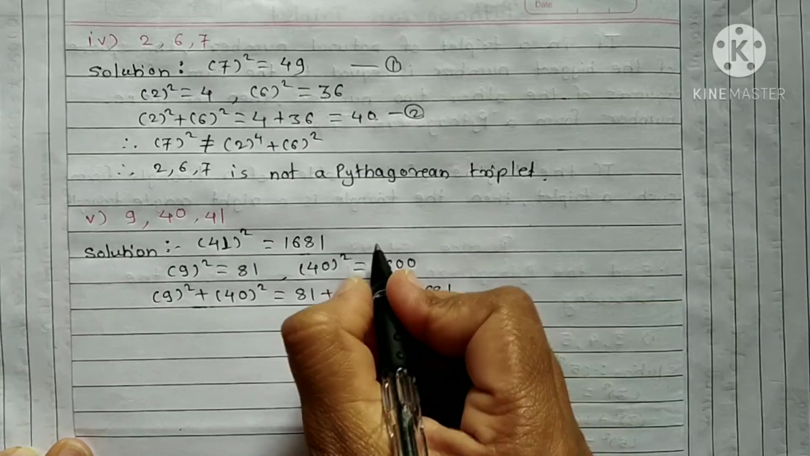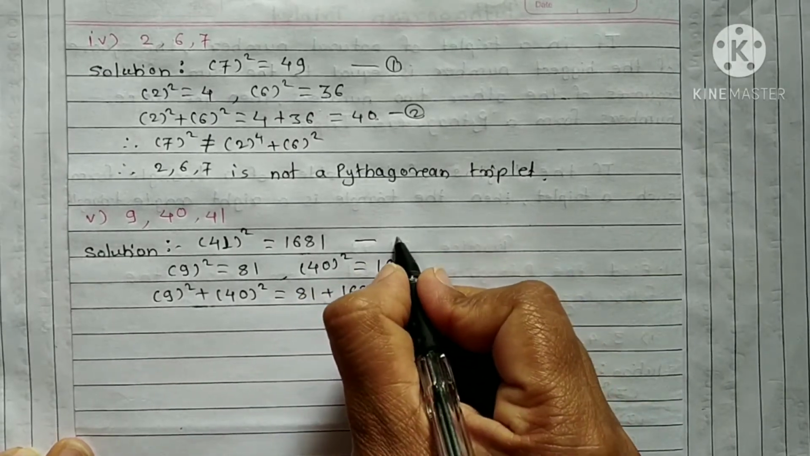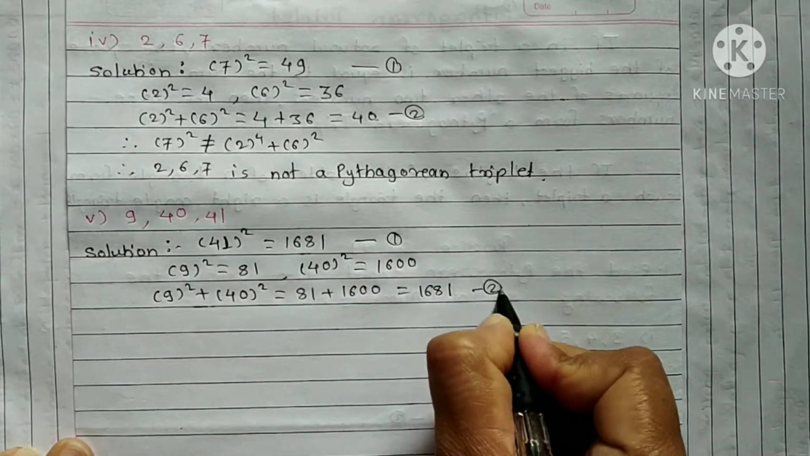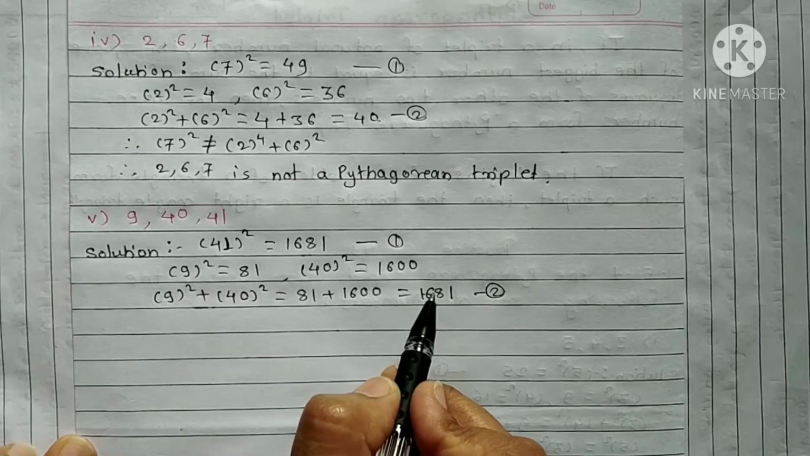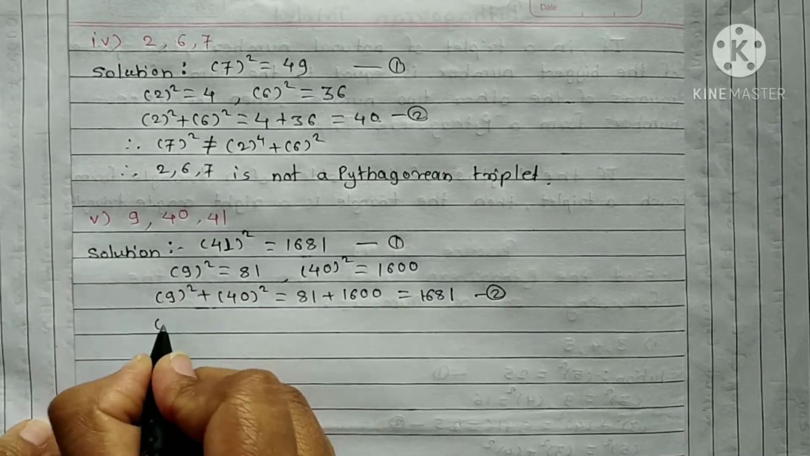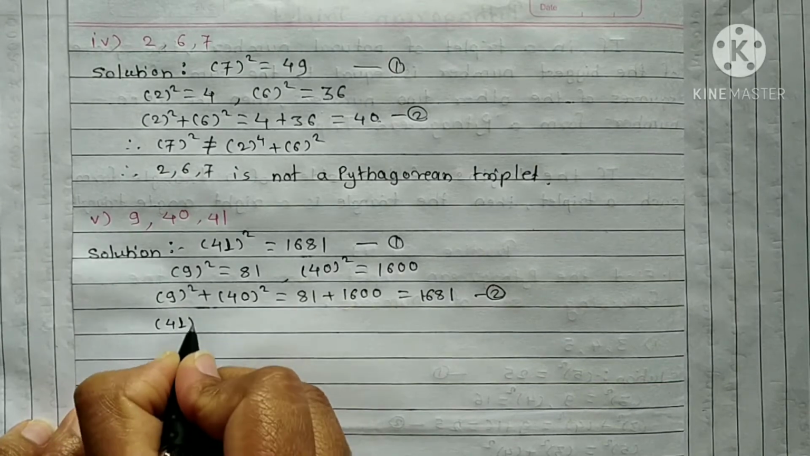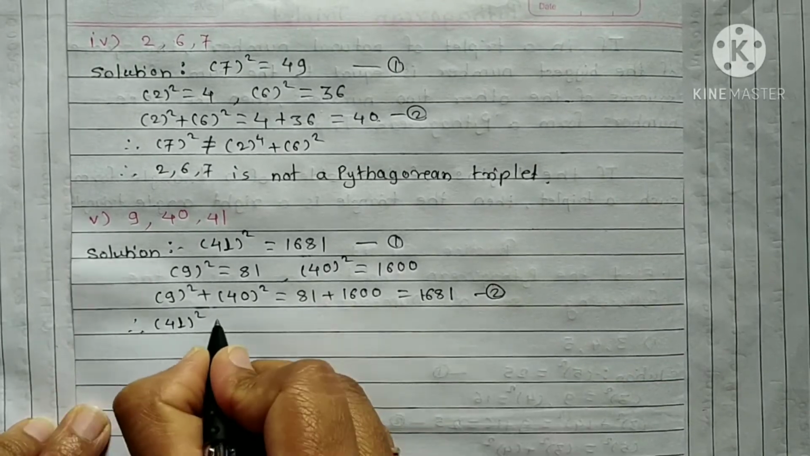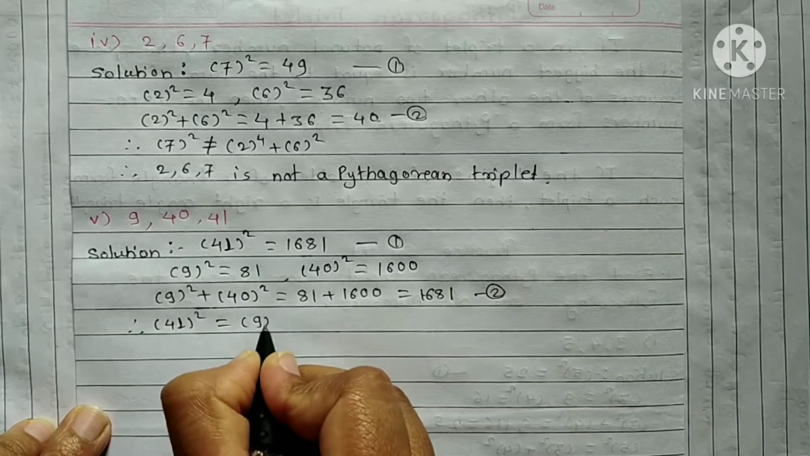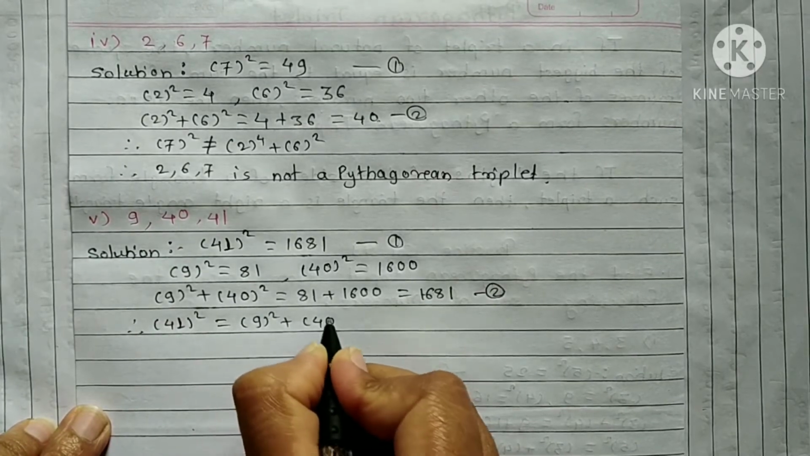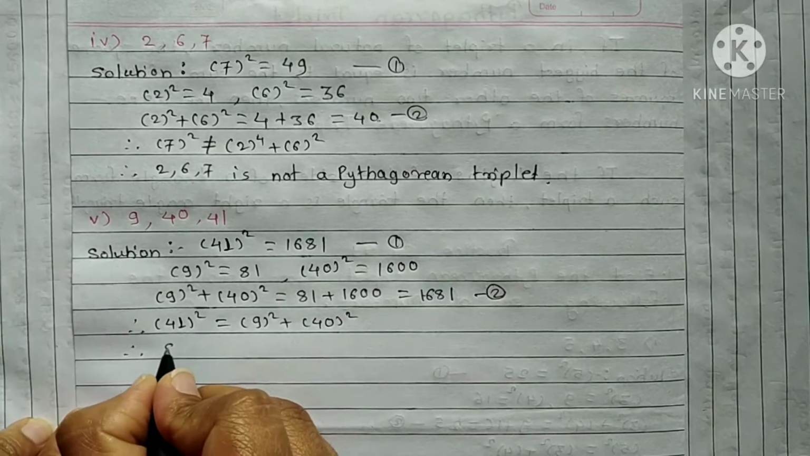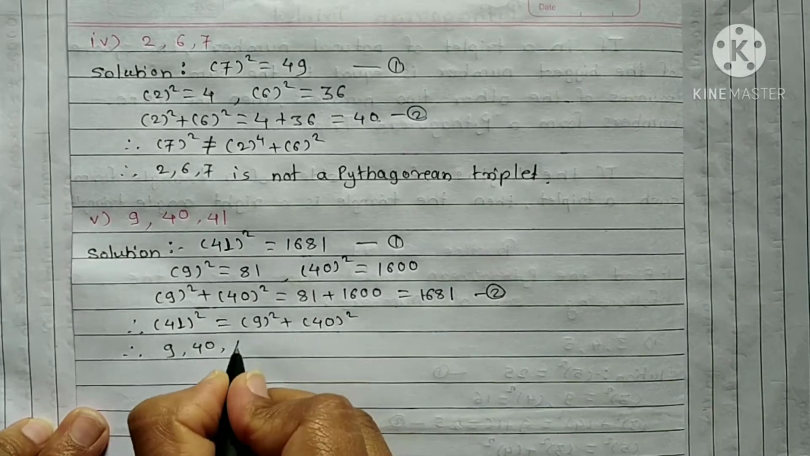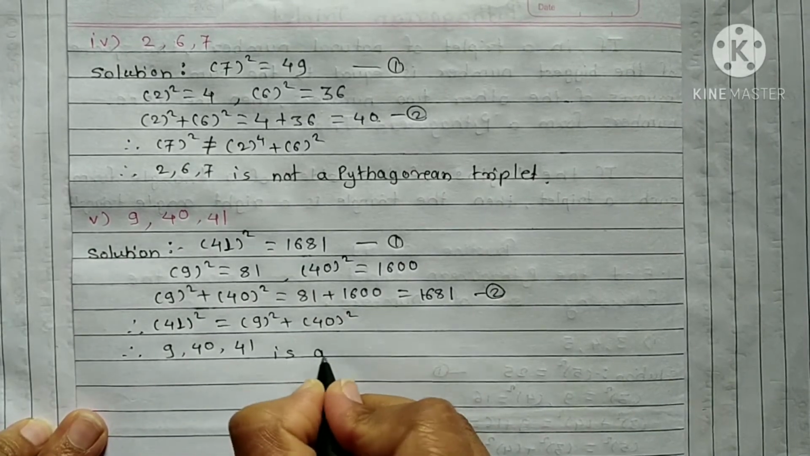1681. Now see expression 1 and expression 2. Here the RHS of both expressions is the same. Therefore we can say that the square of the biggest number is equal to the sum of squares of the other two numbers. Therefore we can say that 9, 40, 41 is a Pythagorean triplet.